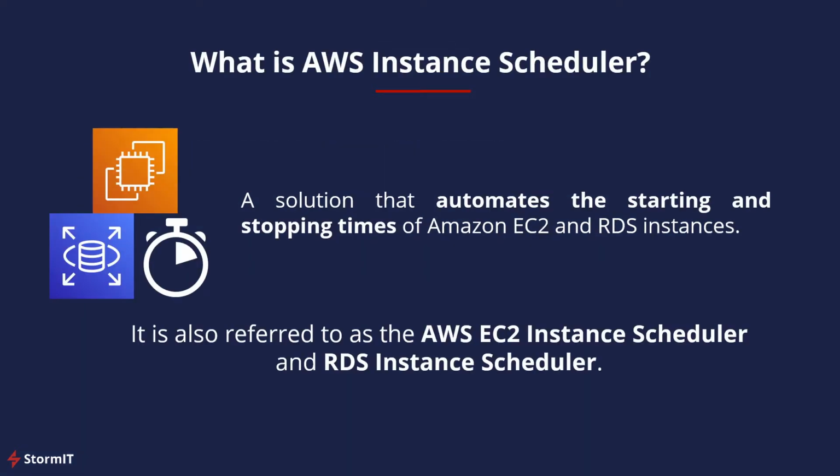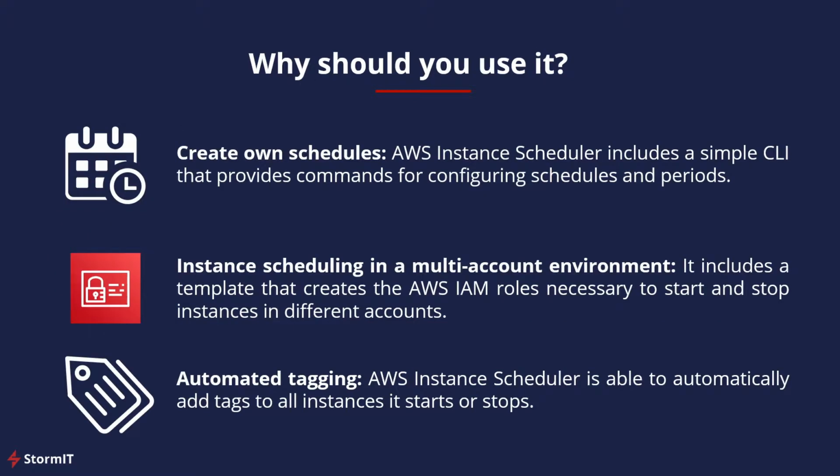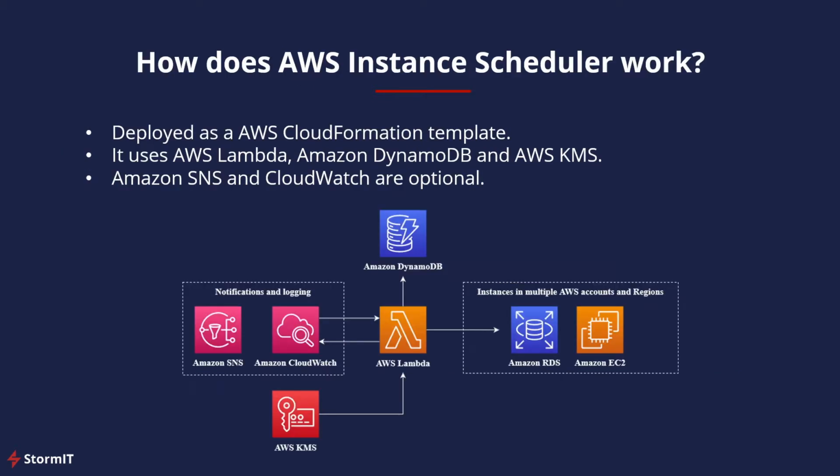So what is Instance Scheduler? It is a solution, not a service from AWS, and it automates the starting and stopping times of Amazon EC2 and RDS instances. This solution is also referred to as the AWS EC2 Instance Scheduler or RDS Instance Scheduler. You can create your schedules and it includes a simple CLI for configuring schedules and periods. You can schedule instances in a multi-account AWS environment and Instance Scheduler can automatically add tags to all instances it starts and stops.